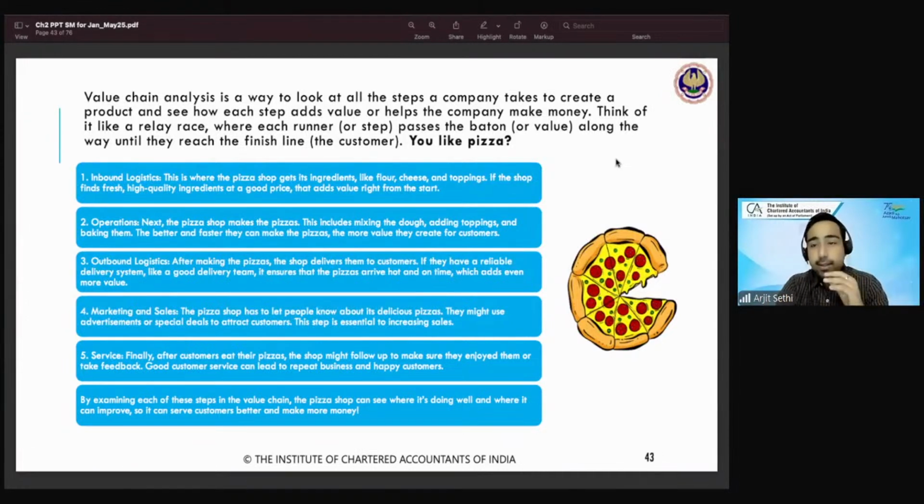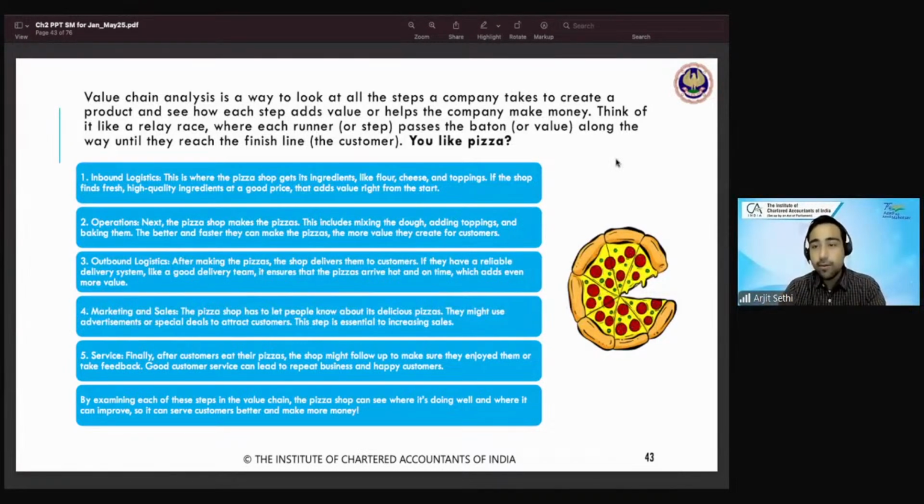Now, value chain analysis is a way to look at all the steps a company takes to create a product and see how each step adds value or helps the company make money. Very simply, a company looks at every step it takes to create a product or a service and sees how each step adds value to the overall organization or the consumer and helps the company make money.